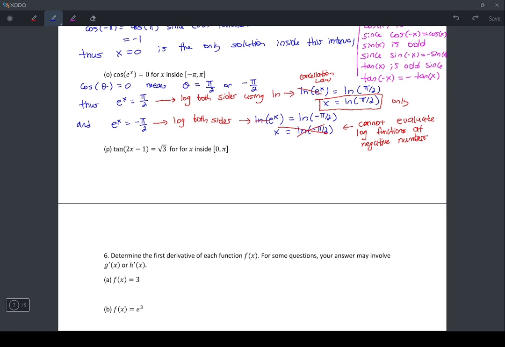Okay, next question asks to, again, solve for x, given that tan of 2x minus 1 is equal to root 3, and we're only looking for solutions between 0 and pi. So we have many ways for memorizing what sine, cos, and tan are at different angles. One of the ways is to memorize special triangles. This is the way that I do it.